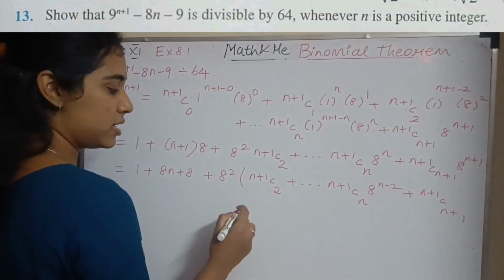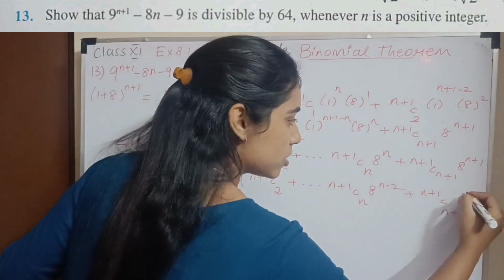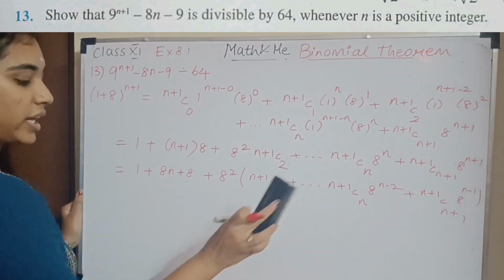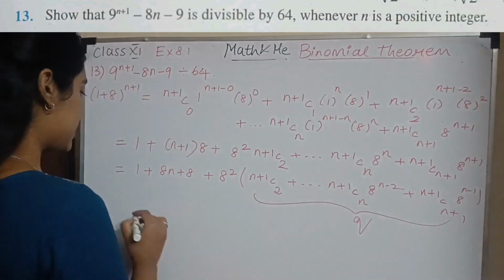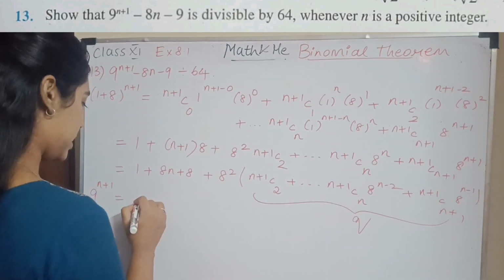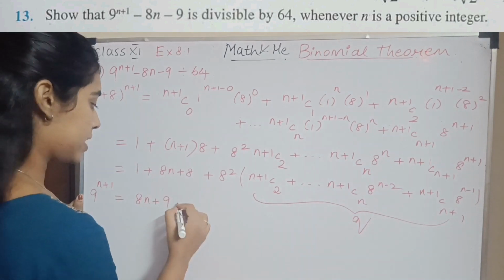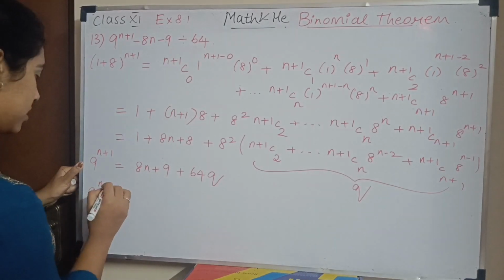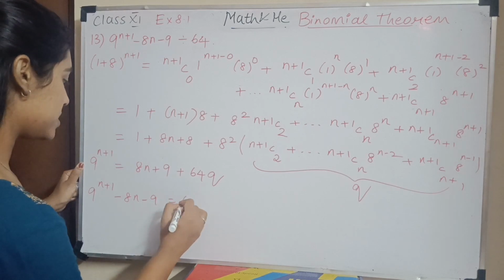So what do you see? This is 64 times some q. I'll call this q. So I have 9 to the power n plus 1 equals 8n plus 8 plus 1 plus 64 times some q. So this is nothing but 9 to the power n plus 1 minus 8n minus 9 equals 64 q.